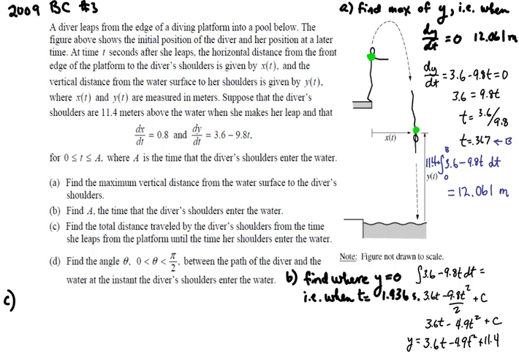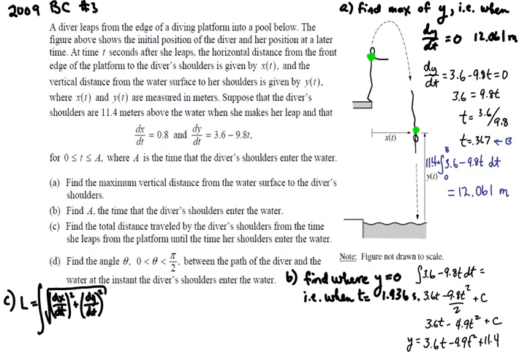Part C, we're looking to find the total distance traveled by the diver's shoulder from the time she leaps from the platform until the time her shoulders enter the water. And so what we're looking for here is the total distance traveled on the parametric path. We could also call this the length of a parametric curve.